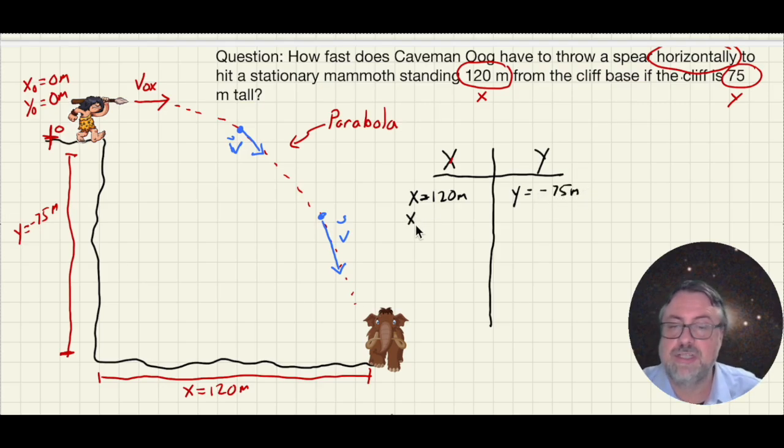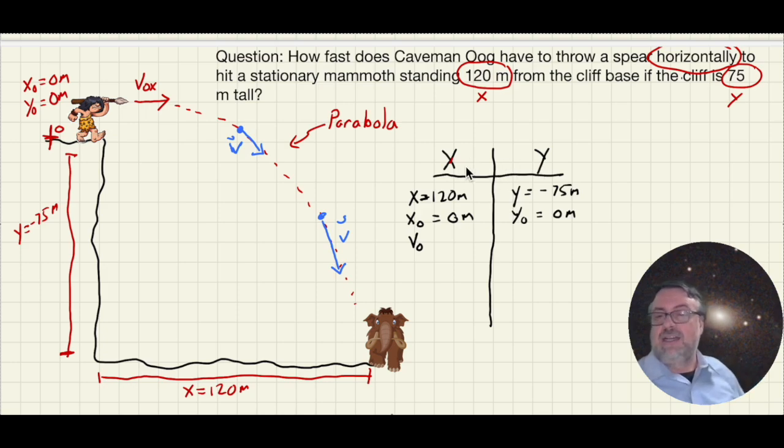Because we placed the origin at Oog, the initial position of the spear is 0 meters, and in the y direction, the initial position is also 0 meters. The initial velocity in the x direction, I do not know. Because I'm making a separate table for x and y, this is why the AP puts x's or y's as subscripts on their equations. So in actuality, this is the initial velocity in the x direction, and this is a question mark. This is what I'm trying to find.